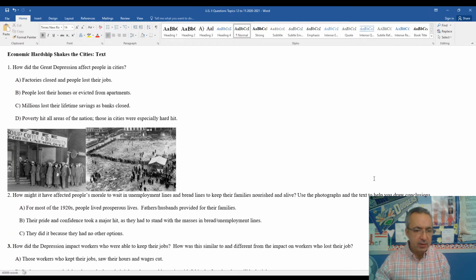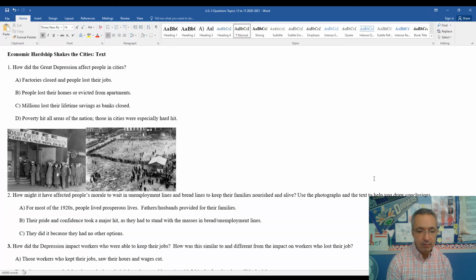Poverty hit all areas of the nation. Those in cities in particular were the hardest hit, as you can see in some of the photographs here. As we move into question two, how might it have affected people's morale to wait in unemployment lines or bread lines to keep their families nourished and alive?